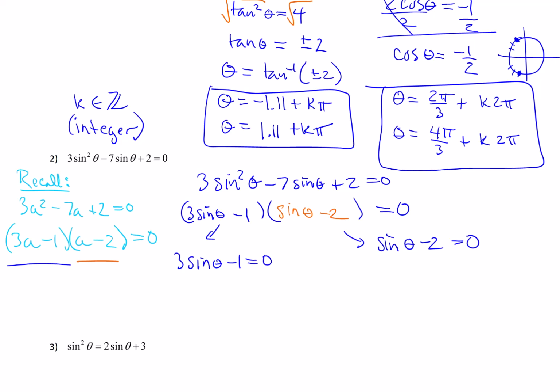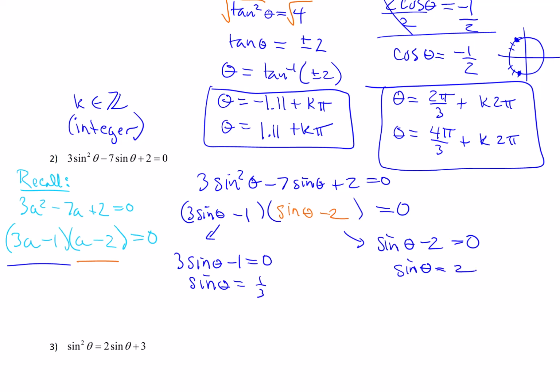All right, well, let's unpack this a little bit more. This would mean, if I just solve for sine theta by adding 1 and dividing by 3, I'd have sine theta equals 1/3. For the other side, if I just add 2 to both sides, I'll have sine theta equals positive 2.